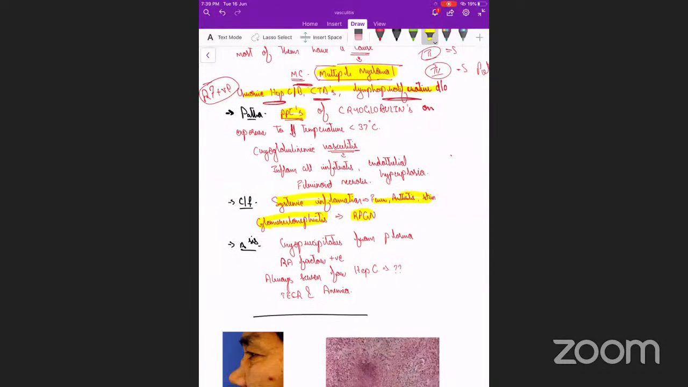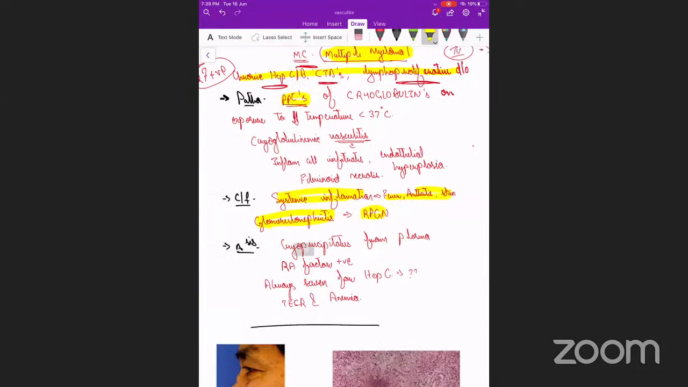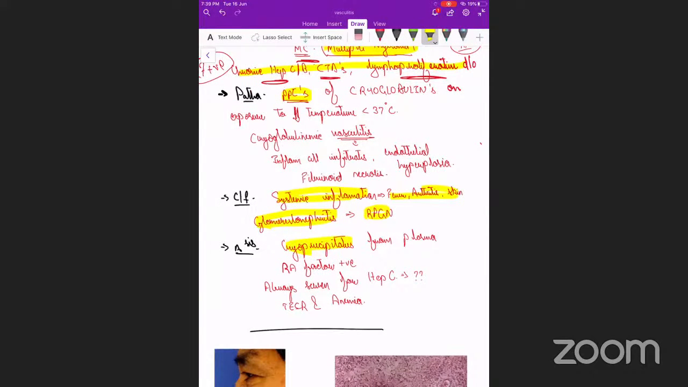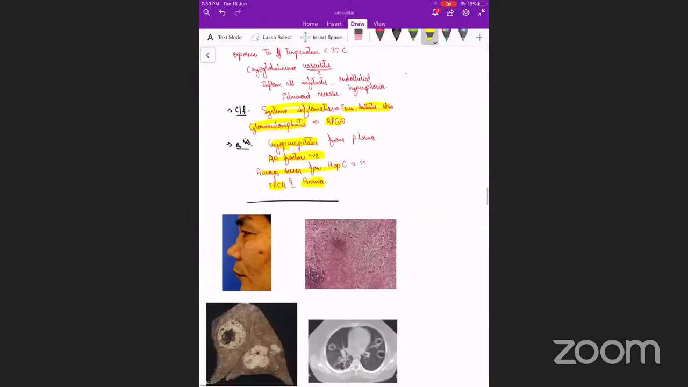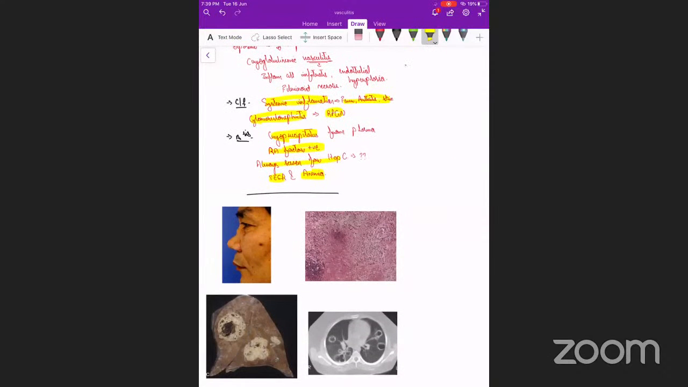Diagnosis: one is cryoprecipitates from plasma, that will directly diagnose the disease. Again, as we mentioned, RA factor positive, you should always not forget to screen for hepatitis C. And as with any other vasculitis, ESR will be raised and anemia will be there. So now let's move on to this. Can anyone connect this?